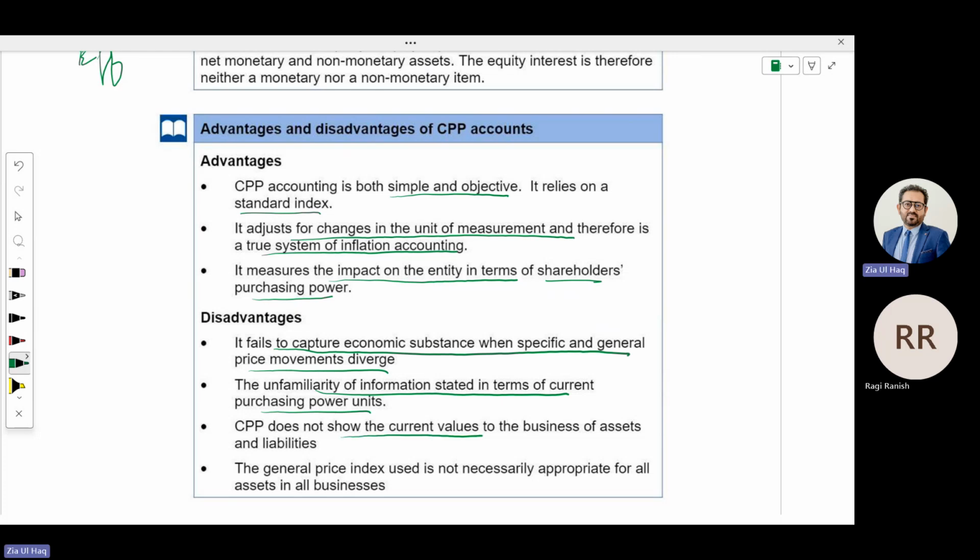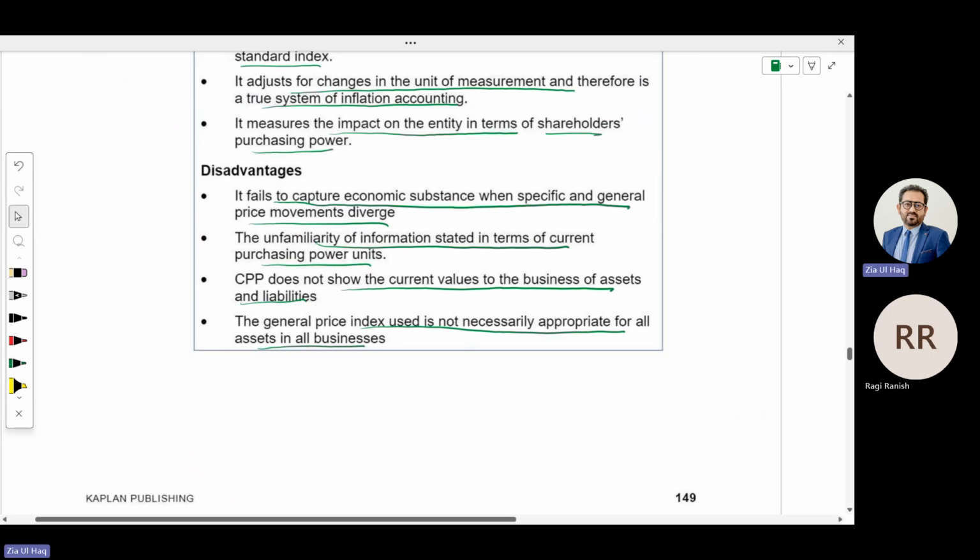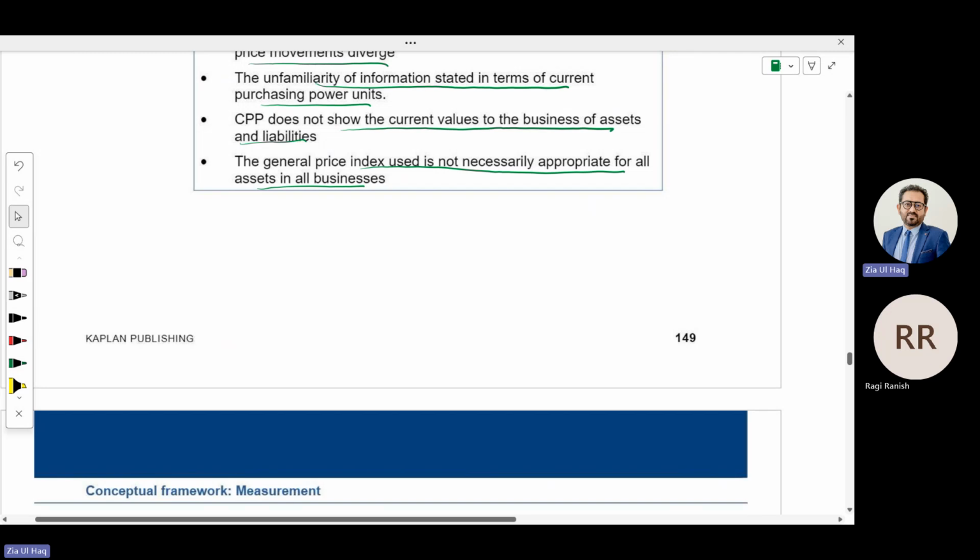CPP does not show the current values to the business of assets and liabilities. The general price index used is not necessarily appropriate for all assets in the business. Why? Because in the market, the new asset might have a different feature. Its efficiency is better than your old asset. But you are adjusting your old asset as per inflation, rather than as per current prices in the market.